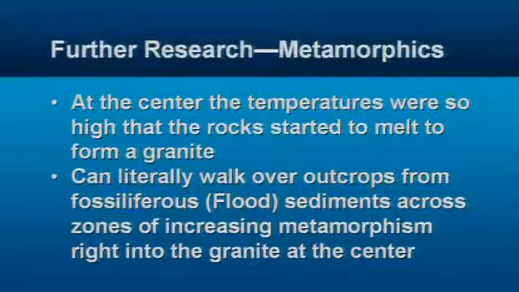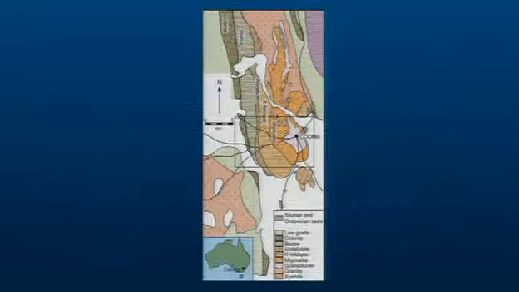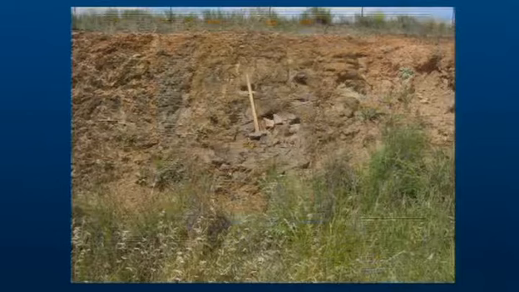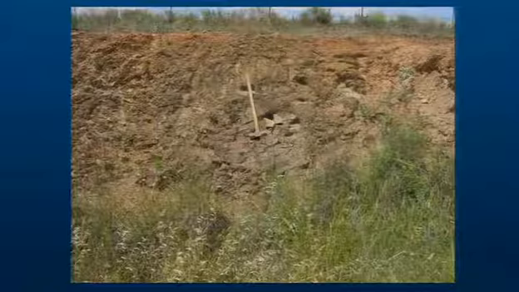At the center, the temperatures were so high that the rocks started to melt and form a granite. And as I said earlier, you can literally walk over the outcrops from fossiliferous flood sediments across the zones of increasing metamorphism right into the center, into the granite. Sorry about the scale, but it's the elongation that's the problem. But here you can see these zones, and in the center on the township of Cooma is the granite. Here's some of the outcrops, just again in road cuts, which are the easiest place to get to the outcrops, and this is what these metamorphic rocks look like under the microscope.